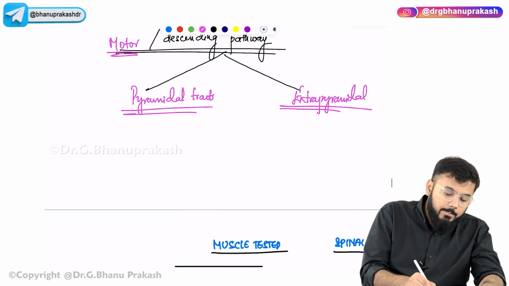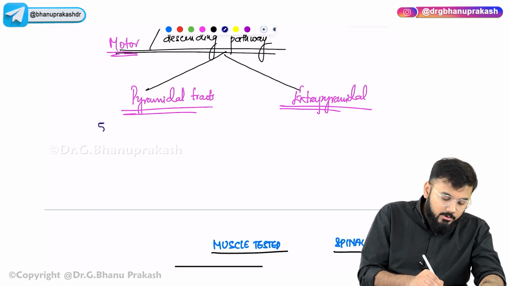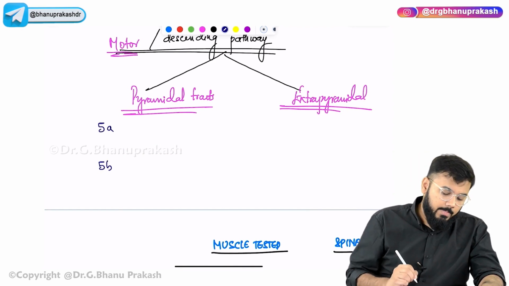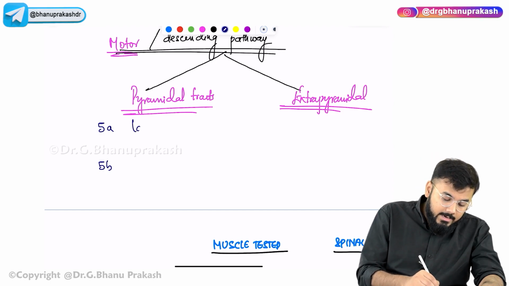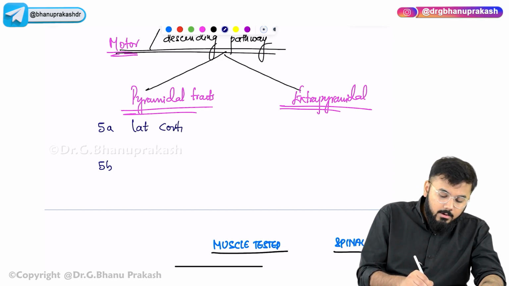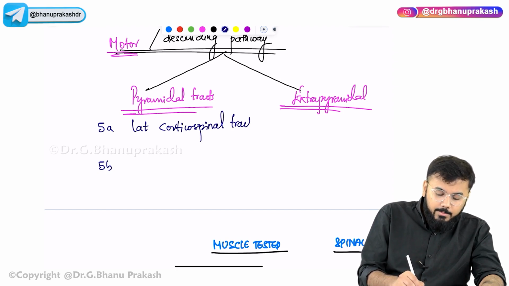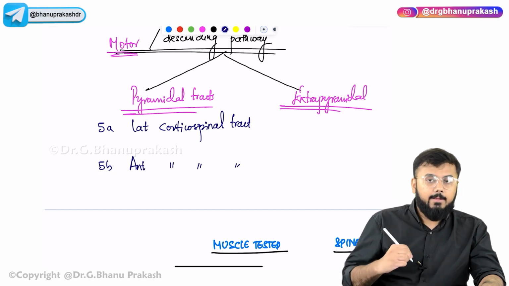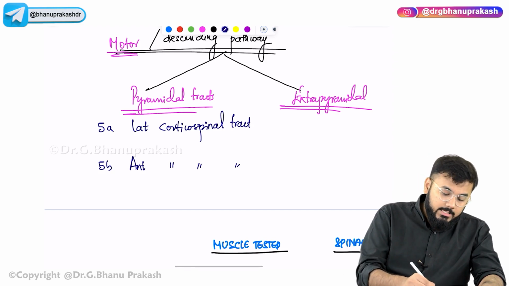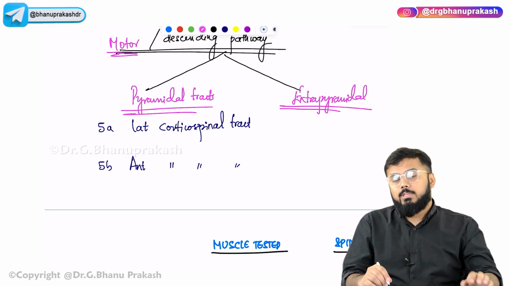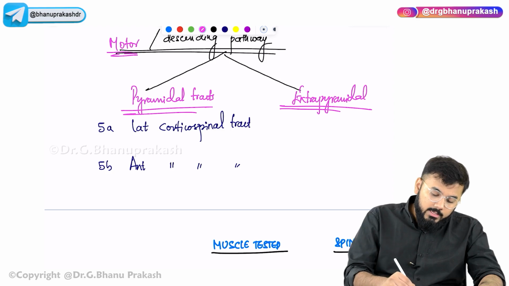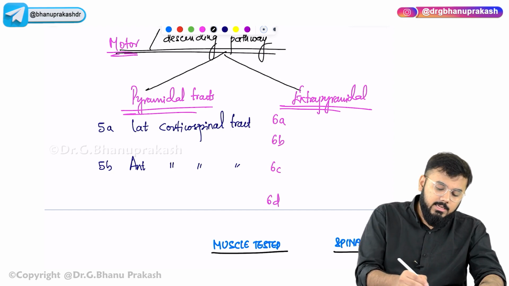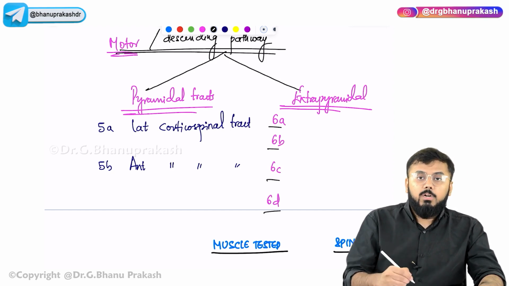So, what do you mean by pyramidal tracts? Pyramidal tracts are your 5A and 5B. Okay. There is lateral corticospinal tract, which is a pyramidal tract. Another one is anterior corticospinal tract. Okay. When it comes to extrapyramidal tract, there are four different types of extrapyramidal tract. What are these four? 6A, 6B, 6C and 6D. This is just a representation. Okay. What is 6A?